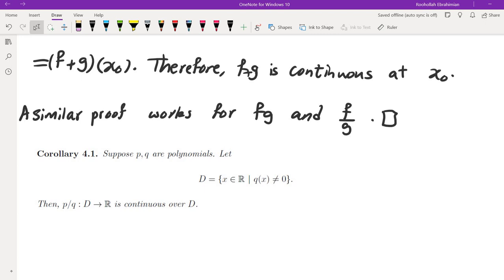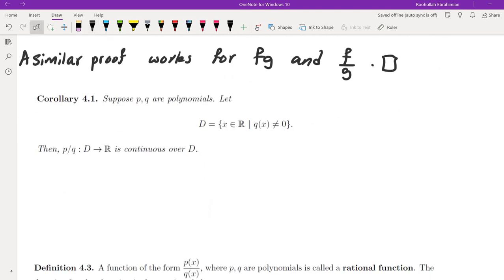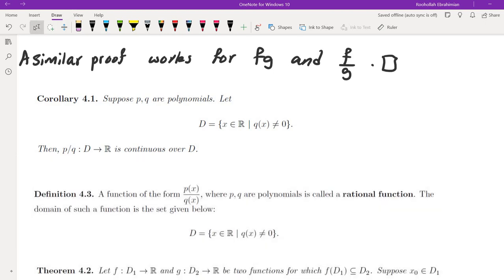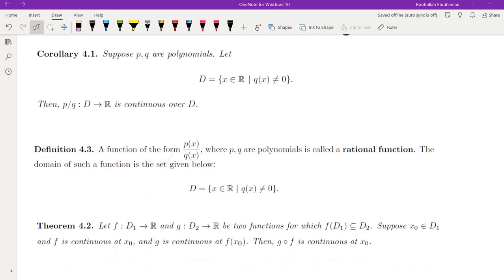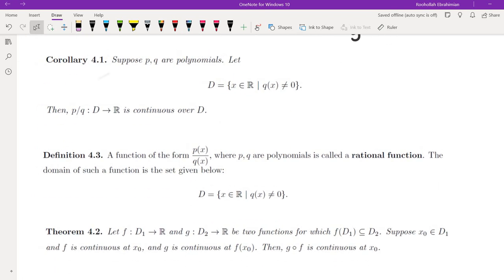Okay, now suppose p and q are polynomials. Let D be all of the real numbers where the denominator q of x isn't 0. Then p over q is continuous over D. And this follows from the previous theorem, because p is continuous, and q is also continuous, because we know polynomials are continuous. And then we apply that continuous over continuous is continuous. So that just follows from the previous theorem and the fact that polynomials are continuous.